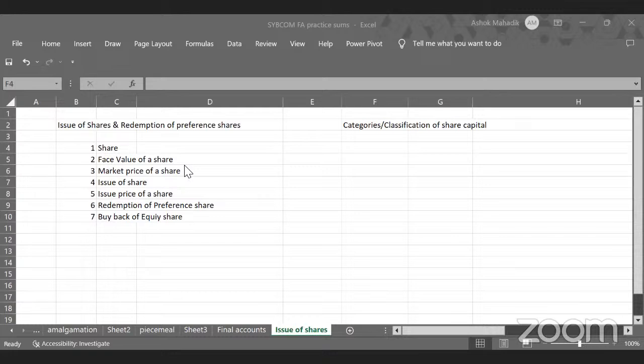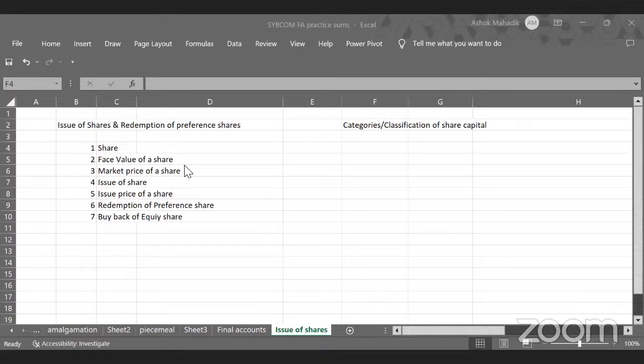I'll be teaching you the redemption of preference shares. But before we start with redemption of preference shares, I'll give you some knowledge about issue of shares. Okay, so we'll start now. There are a few terms which you should know before we proceed with the chapter.